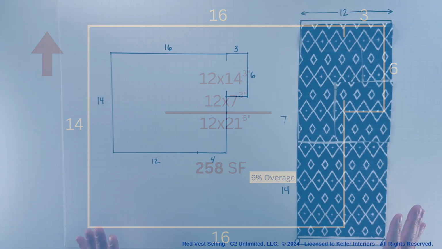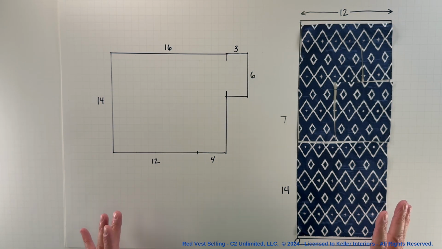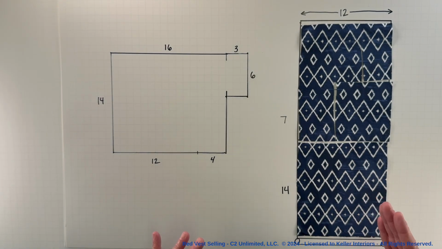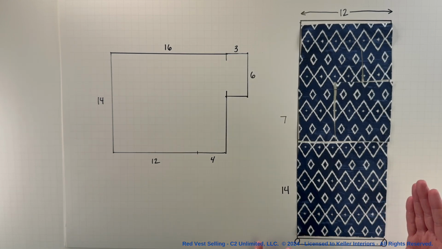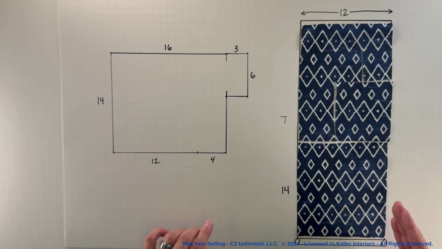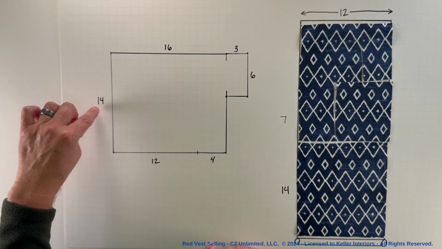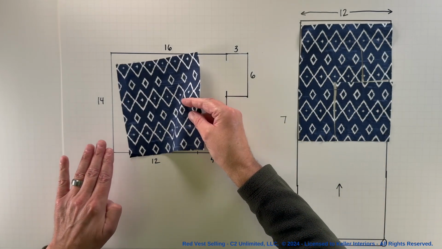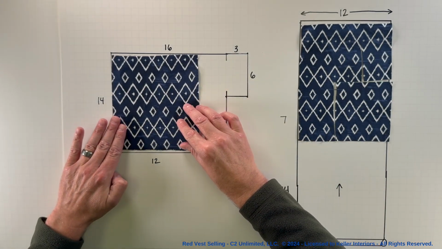Now let's demonstrate this same room, but this time we're going to use a carpet with a pattern. When you have a pattern, you have to account for the pattern match, which means you need to purchase some extra carpet in order to match the carpet up. Again, we have 14 feet by 12 feet, so this first piece is going to be a 12 by 14 footer. It goes right here.